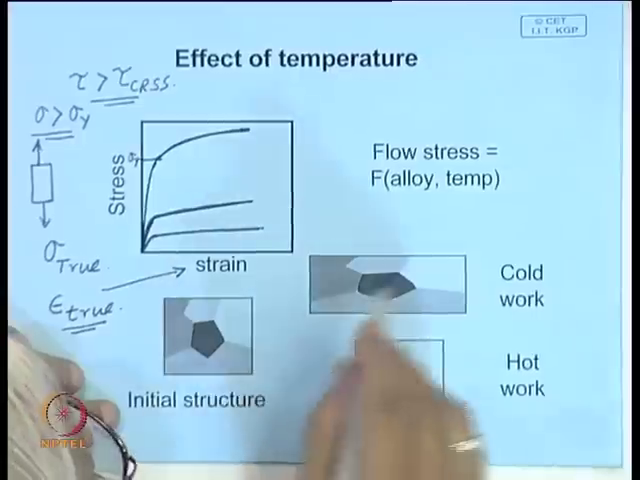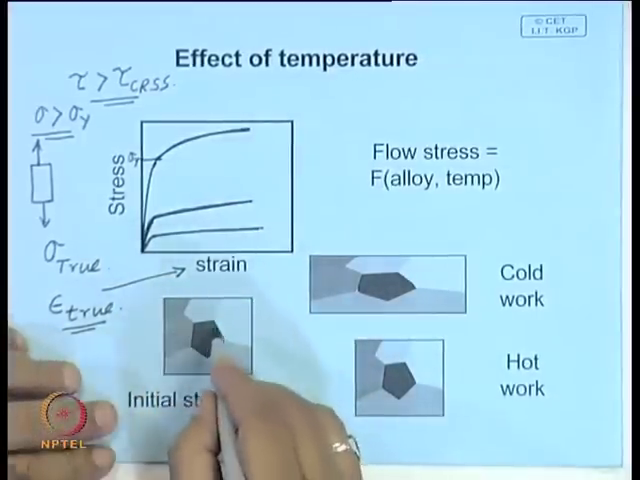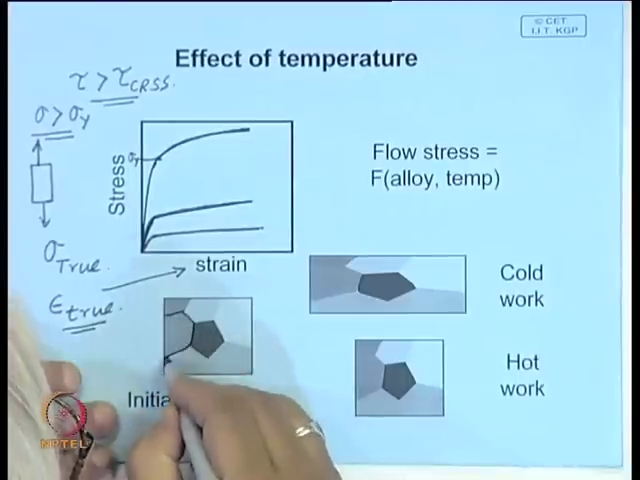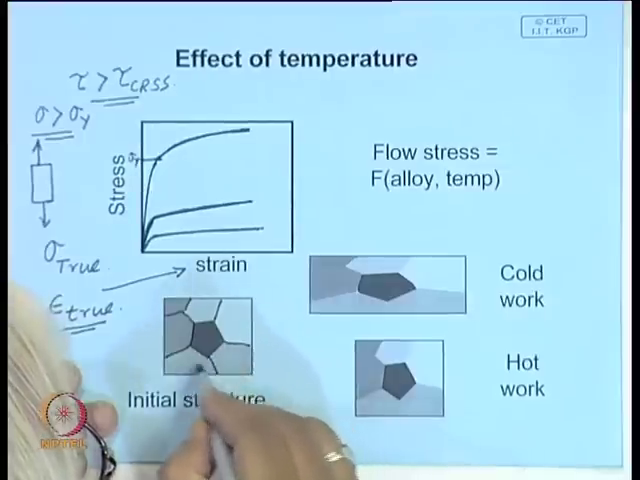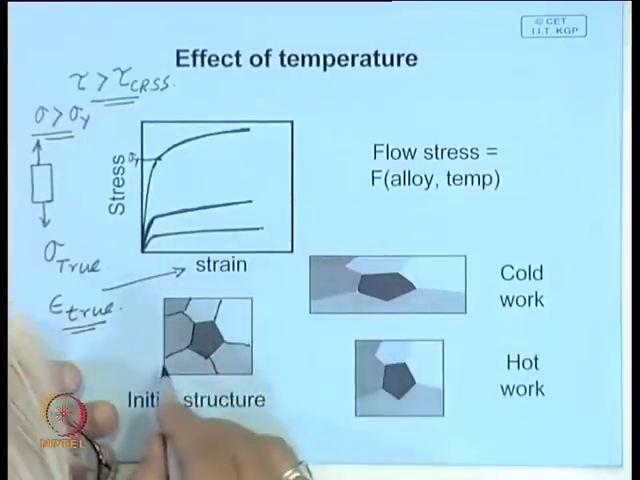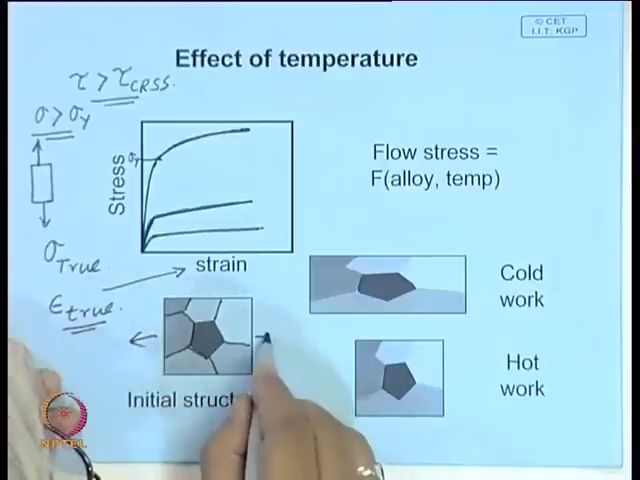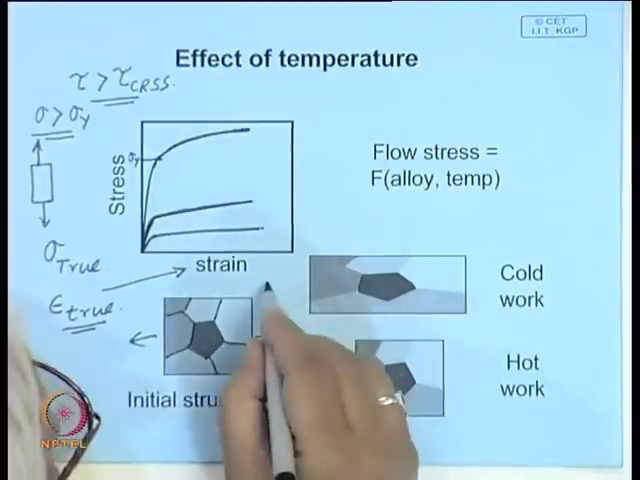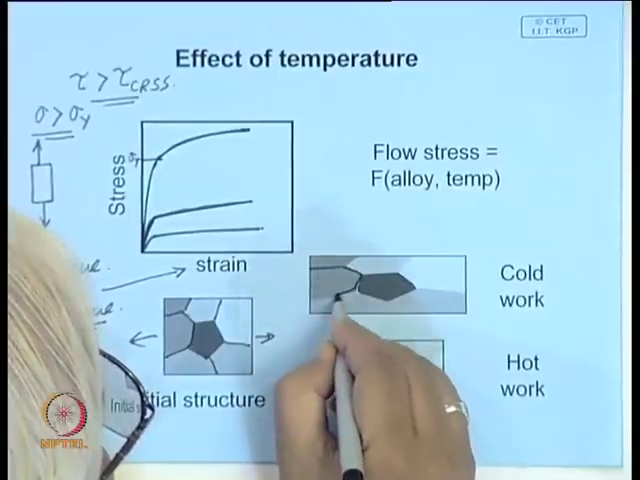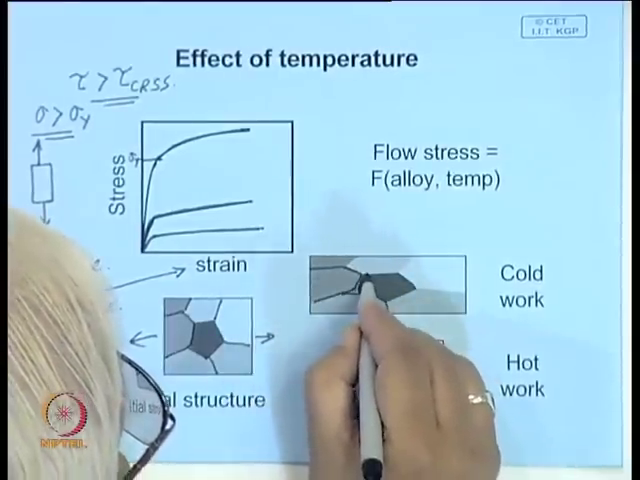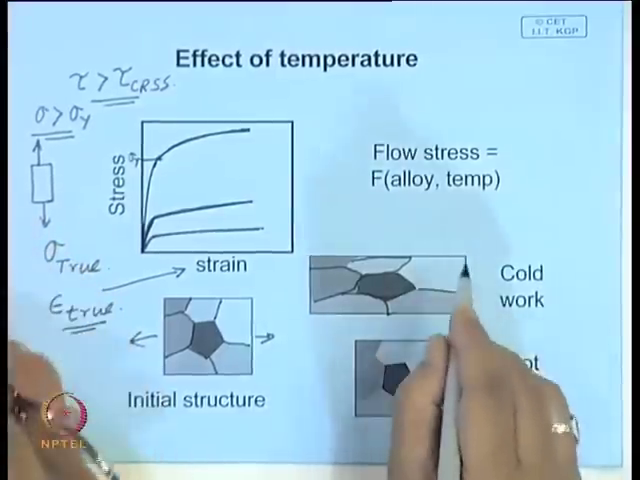If we look at the microstructure, suppose initially the metal has this type of microstructure, you have different grains here, or differently oriented grains. If you deform it, suppose you are pulling it in this direction, and you are doing it at a low temperature, you may find that these grains get elongated. So this is how the deformation proceeds.